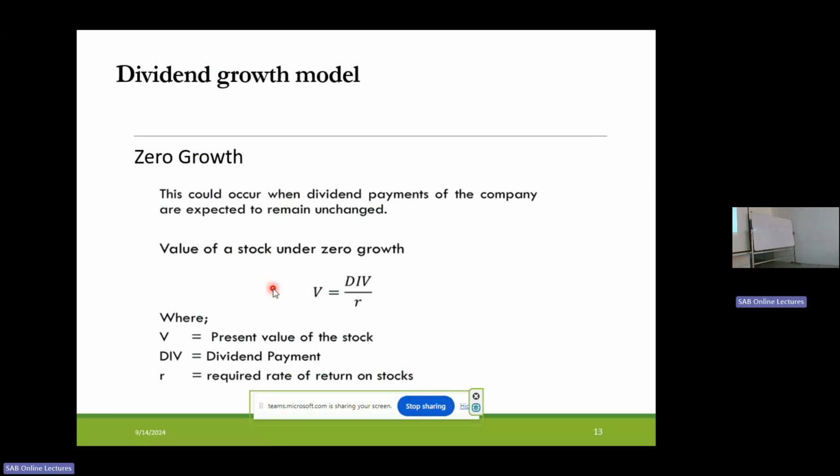So the first model is zero growth. Zero growth means that for equity shares, there are periods when companies pay the same dividend for a long period. Every year they are paying 5 rupees as the dividend. For companies also there is a life cycle. When companies have very stable cash flow and stable earnings, they might maintain the same dividend for a long period. Then you can apply the zero growth model. Zero growth means no growth in dividends.